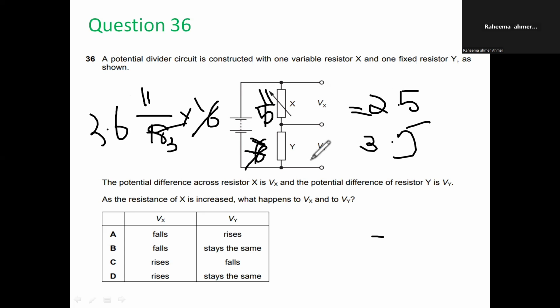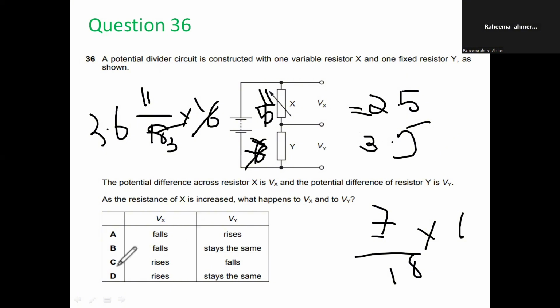Now let's check for Vy. It's obvious that it would decrease because the total would always be constant at 6 volts. So I guess it would decrease. Now let's check: 7 upon 18 into 6, which would be equal to 7 upon 3, and the value for that is 2.33. Now you can see that it has decreased from 3.5 to 2.33.